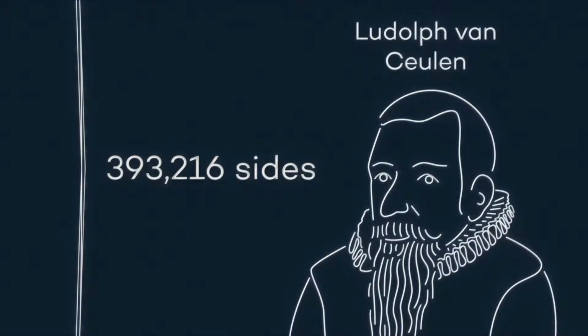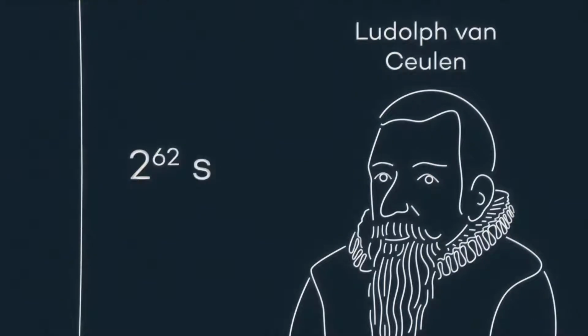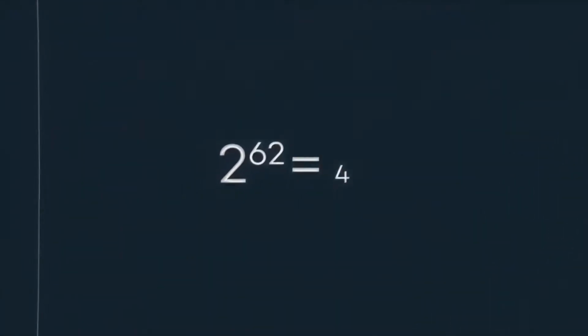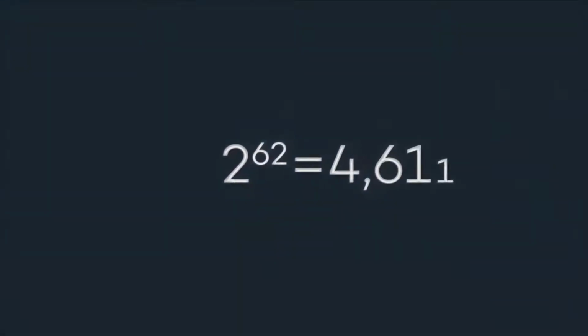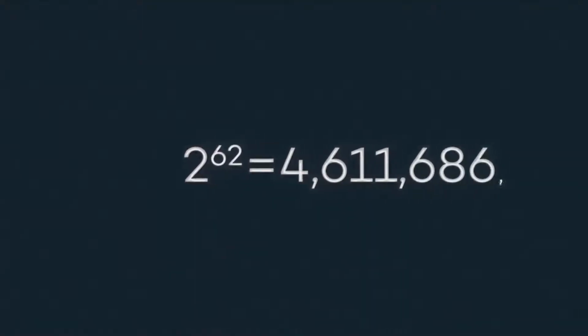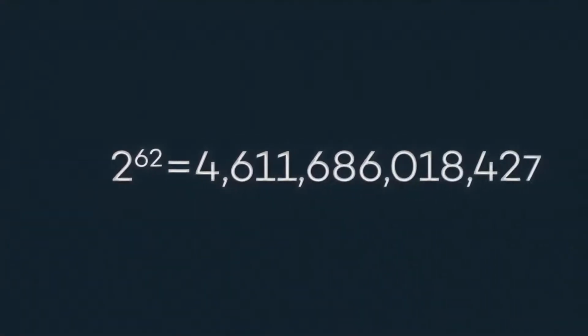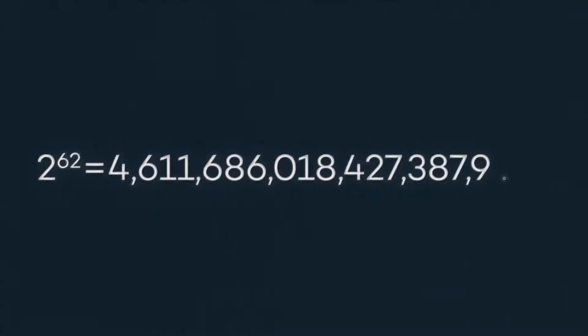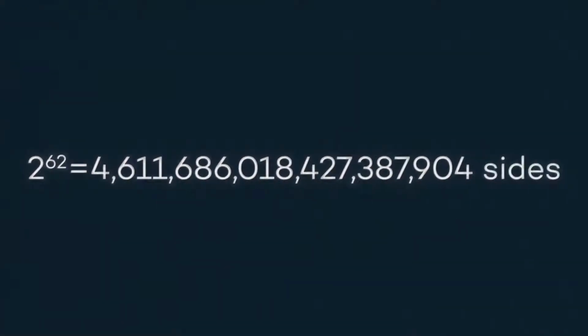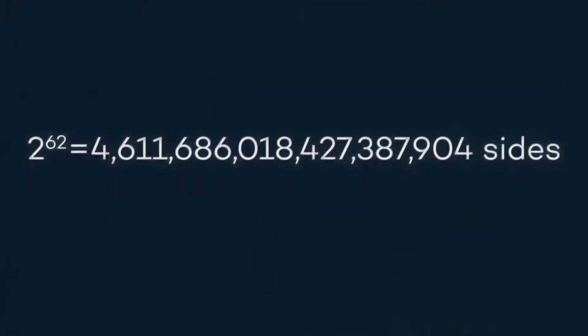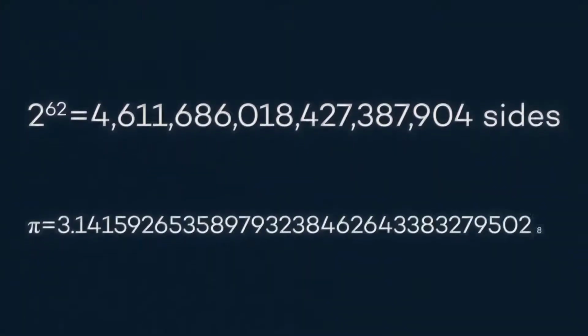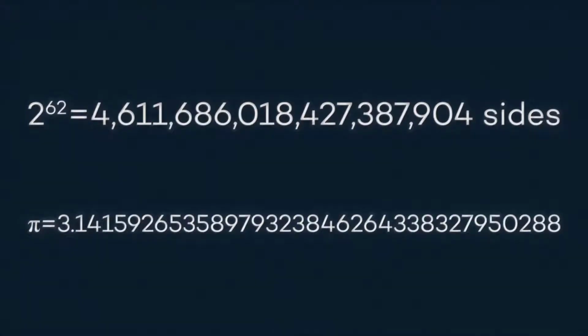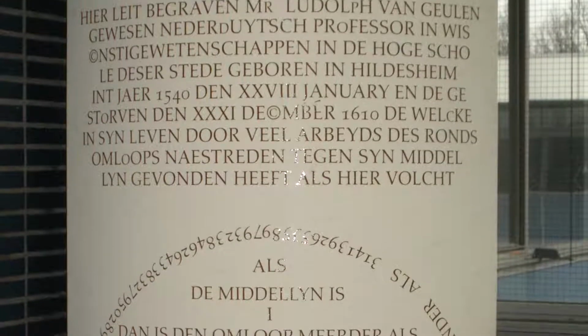He spent 25 years on the effort, computing to high accuracy the perimeter of a polygon with 2 to the 62 sides. That is 4 quintillion, 611 quadrillion, 686 trillion, 18 billion, 427 million, 387,904 sides. What was the reward for all of that hard work? Just 35 correct decimal places of pi. He had these digits inscribed on his tombstone.